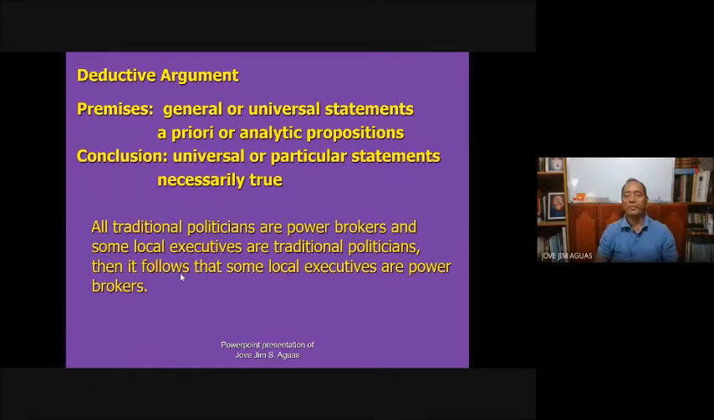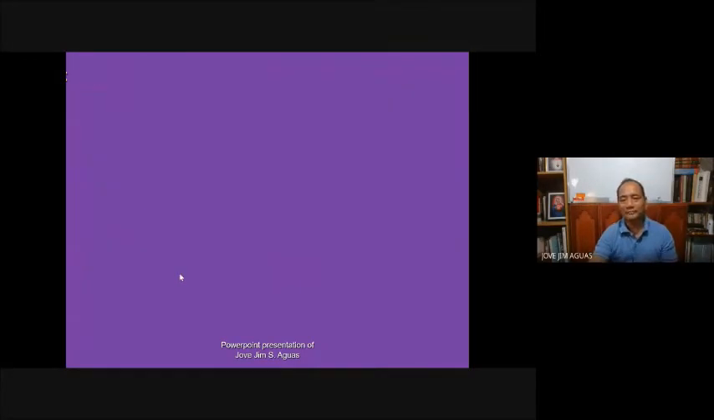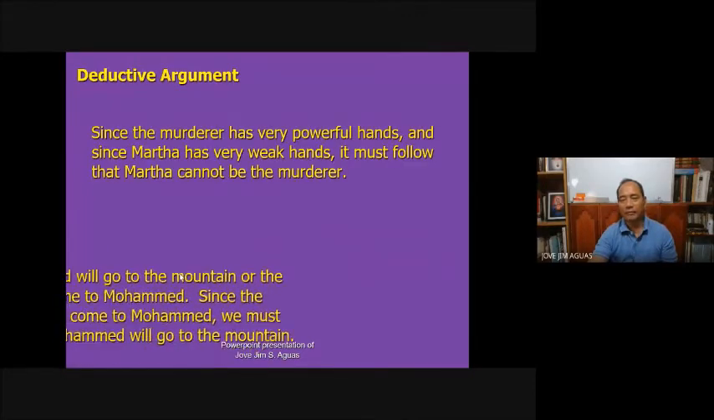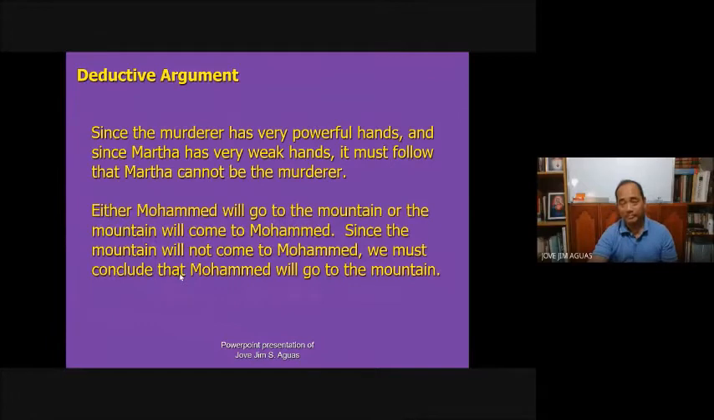Here, all traditional politicians are power brokers. Some local executives are traditional politicians. Then it follows that some local executives are power brokers. So look at the two first statements or propositions: all traditional politicians, etc., some local executives. These are the two premises, and they are general statements. Of course, the second one is a particular statement, but there is always a general statement or universal statement in the premise. So that is an example of a deductive argument. Here are some examples that we have shown, I have shown you last time.